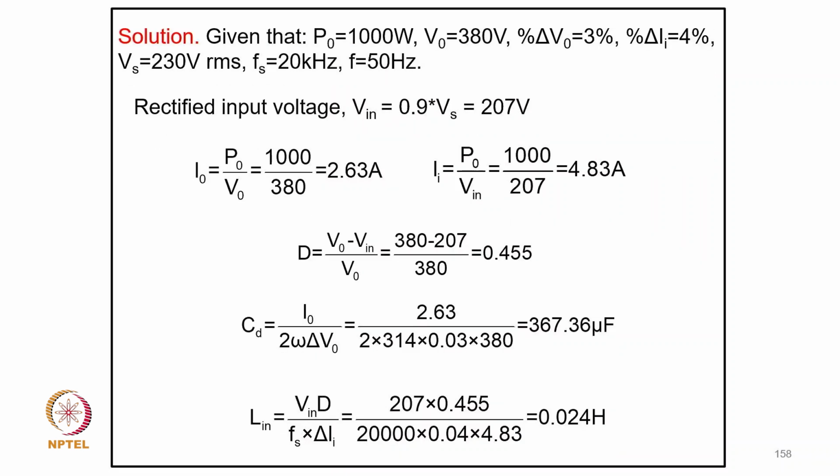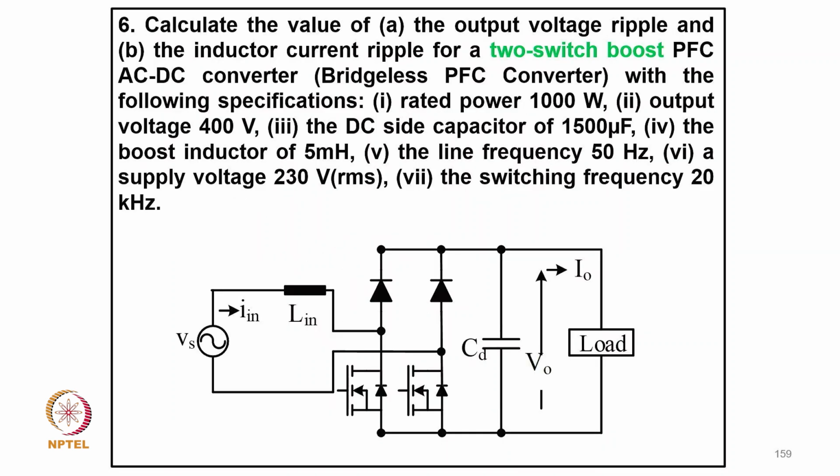So here also, given the specification, we rectify it, 0.9 Vs, that's 207, and IO equal to P upon VO, 1000 divided by 380, that's 2.63, and I in equal to P upon V, that's 4.83, and D equal to VO minus V in divided by VO, so it comes to 0.5455, and CD is equal to IO upon 2 omega delta V, so it comes to 367.36 microfarad, and Li equal to P in D divided by Fs into delta I, so it comes to 0.024, or 20 millihenry.